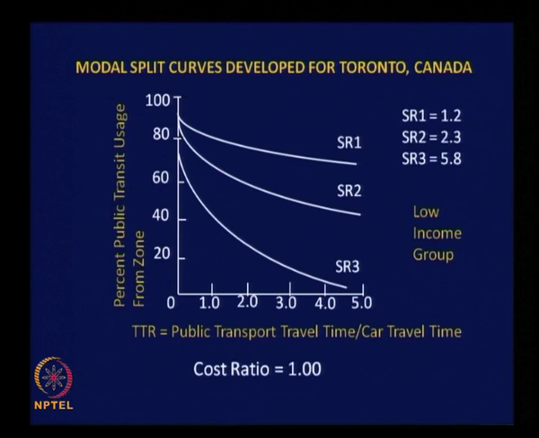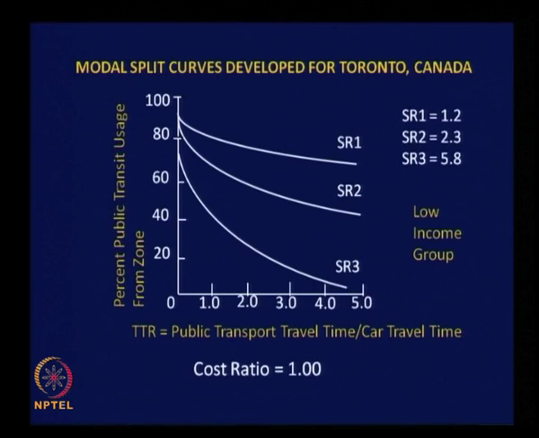I hope you will be able to appreciate the shape of these curves. There are three lines pertaining to SR1, SR2 and SR3, service ratio 1, service ratio 2 and service ratio 3. SR1 curve is on top. Is it logical to have the curve on top? The SR1 curve will result in a higher usage of transit service, isn't it?